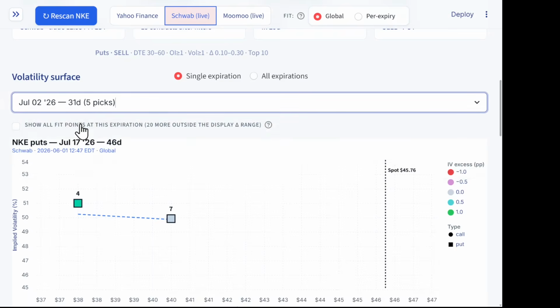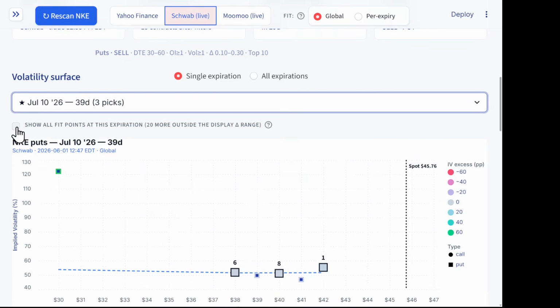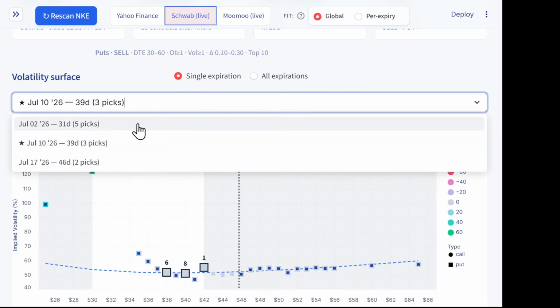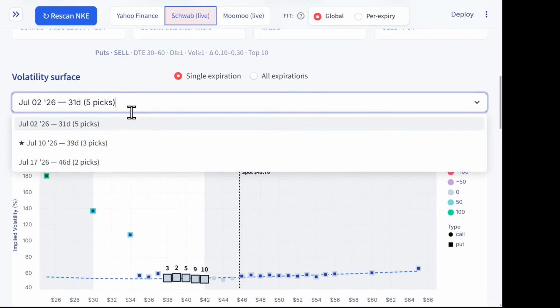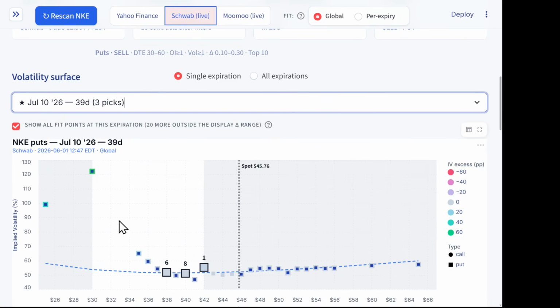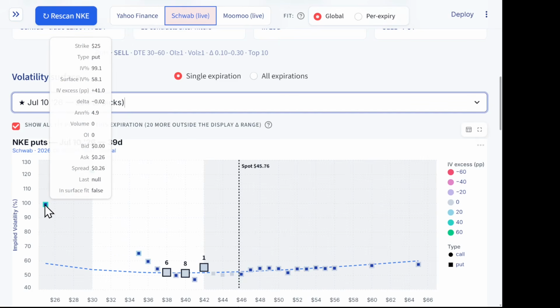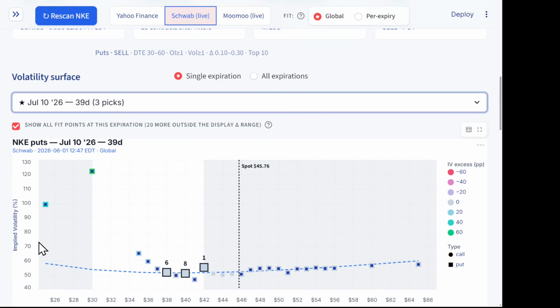So we can go through the different ones. This show all fit points checkbox lets us see the complete volatility curve, and that works for all expirations. Our delta range is the white area, mostly. The dots far away from the line, like these 2, usually indicate it's stale data, and there's been no volume today. They could be several days old, and that's more common as you move to extreme strikes and delta out on the far edges.